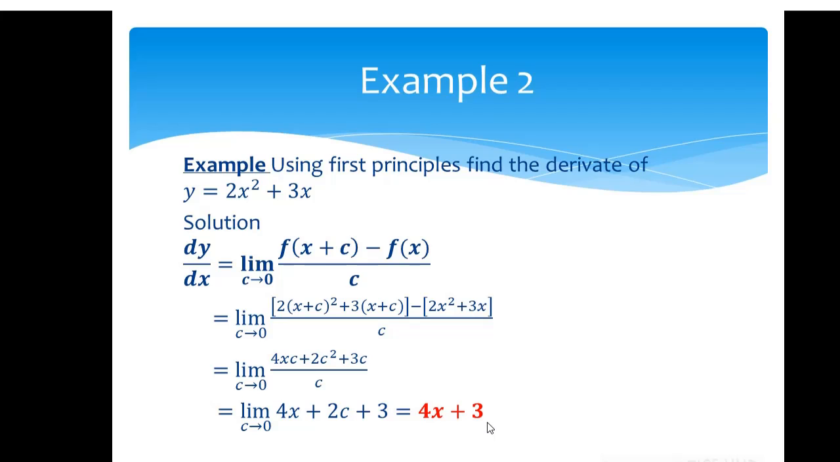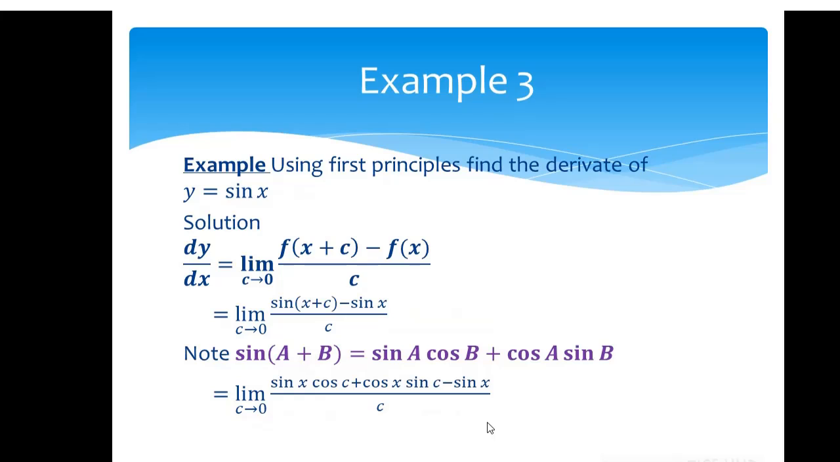In our next example, we want to see how we differentiate the function y equals sine x. So again, we will use the formula that we have. dy/dx equals the limit as c goes to 0 of f(x plus c) minus f(x) over c. And then we substitute x plus c into the function that we are given. So we are substituting x plus c into sine x, and then we get sine open bracket x plus c, and then we say minus our f(x), which is sine x, and we divide everything by c.